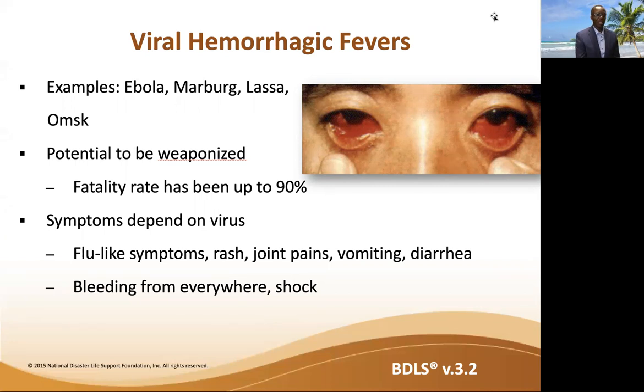These have been weaponized by several countries. The fatality rate is dependent on the virus. It may be as high as 90%. Symptoms also depend highly on the specific virus. Symptoms range from flu-like symptoms, joint pains, and small rashes to progressive diffuse bleeding, blood in vomit, sputum, mucous membrane, and urine, and hemorrhagic shock and death.